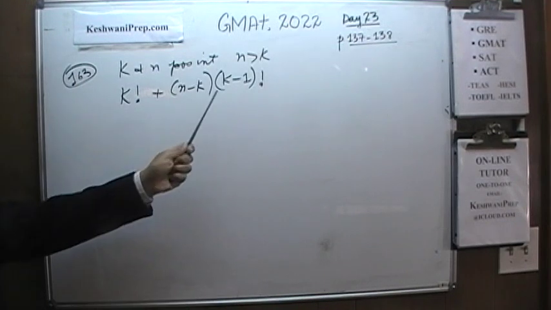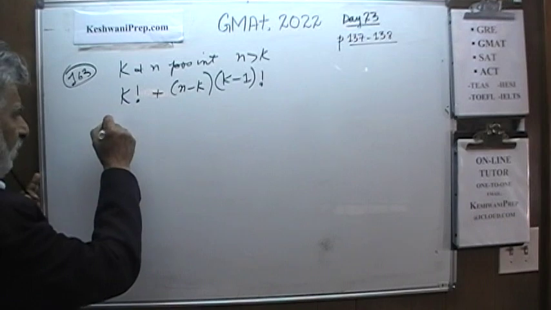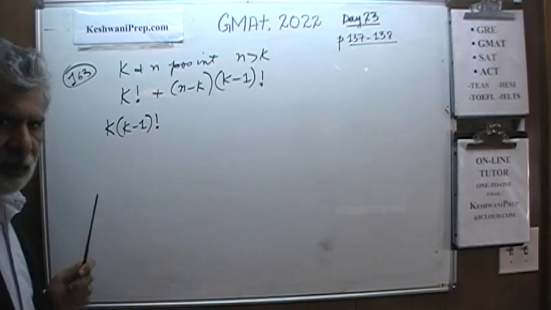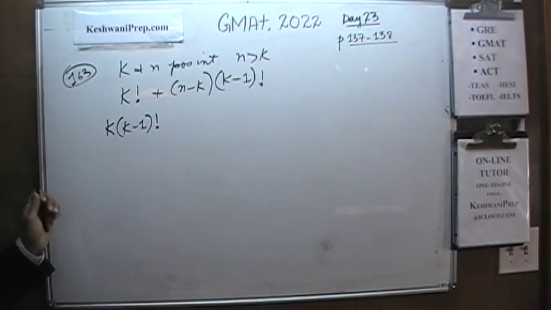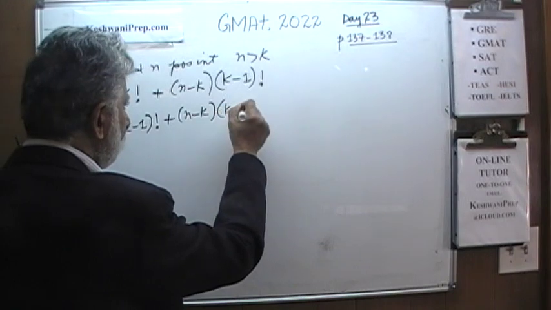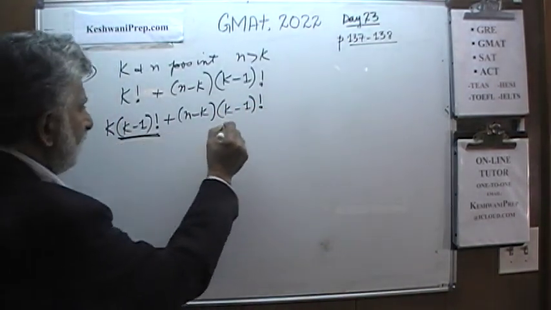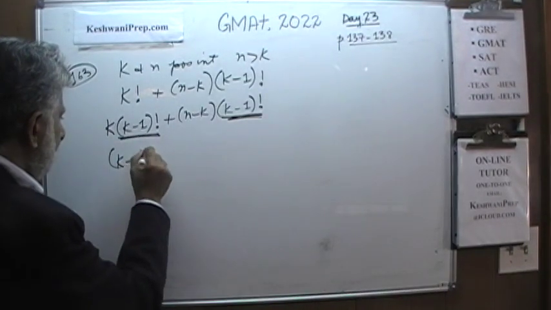So let's do that. Here we have k factorial, and here we have k minus 1 factorial. K factorial is the same as k times k minus 1 factorial, just like 10 factorial, of course, is equal to 10 times 9 factorial. And on this side, we have n minus k times k minus 1 factorial. As you can see, k minus 1 factorial is common. Let's take it out as a common factor, k minus 1 factorial.